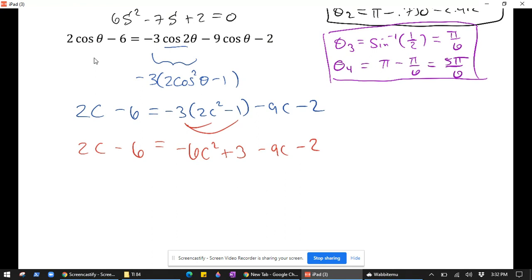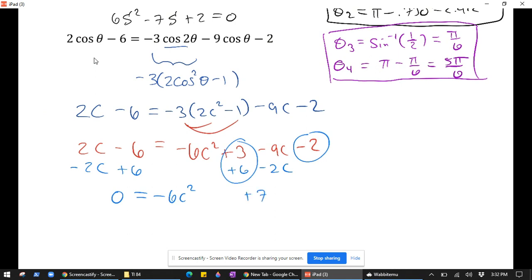Let's see if we can do this as efficiently as possible. I'm going to subtract 2c from both sides. I'm going to add 6 to both sides. So this becomes 0 equals negative 6c squared. This gives you 9 minus 2 is a 7, so it's a plus 7. And then you've got negative 9c, and negative 2c is negative 11c.